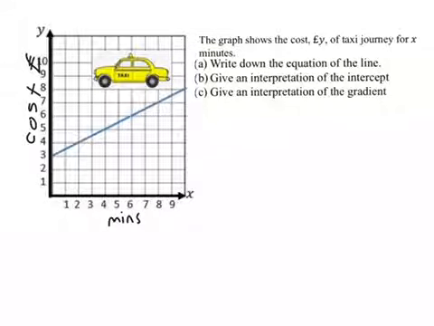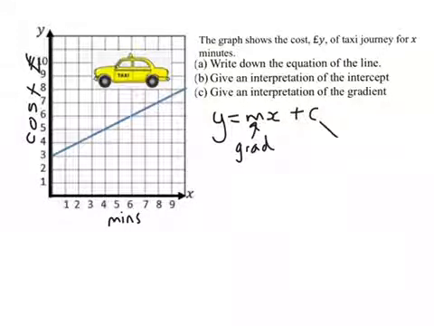Okay, so let's have a look. Write down the equation of the line. Well, it's a line, so it's y equals mx plus c. Remember that m is the steepness or the gradient, and c is the y-intercept, where it crosses the y-axis.